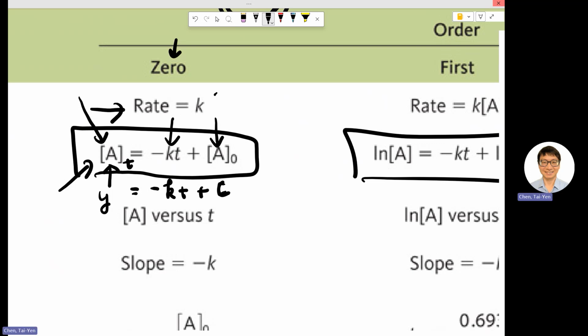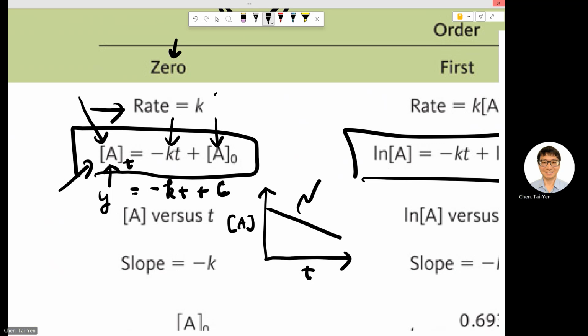Okay. You learned this before, right? This is linear equations. All it means is that if you plot out your concentration of A as a function of time, what do we expect to get? A linear relationship, right? So it will look something like this. The slope of this plot is what? Negative k, right? So the slope will give you negative k.